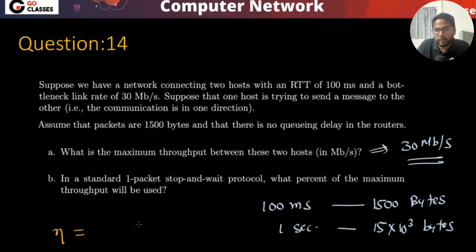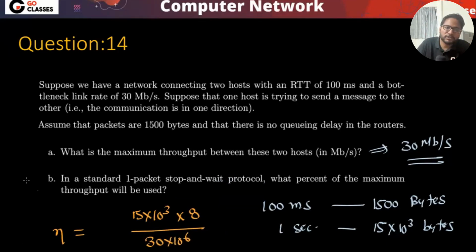Efficiency is what you are actually doing, 15 into 10 to the power 3 bytes. So let me convert that to bits, which is 8 bits per second, upon what you could have actually done, 10 to the power 3 into 10 to the power 3, 10 to the power 6 bits per second, right? So this is the efficiency. If you want, you can convert that into percentage by 10 to the power 2. So that is coming out to be 0.4%.